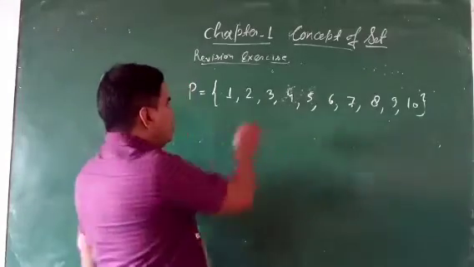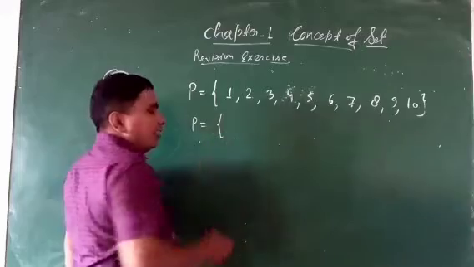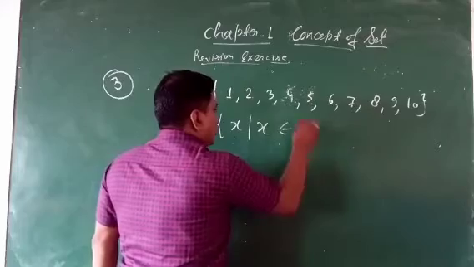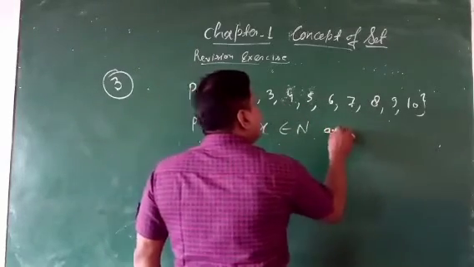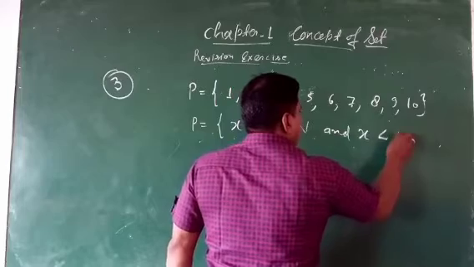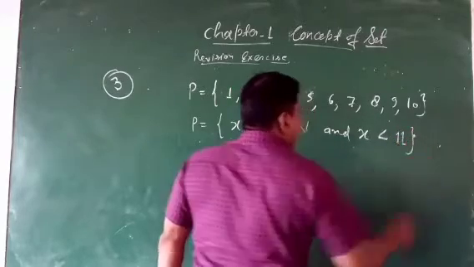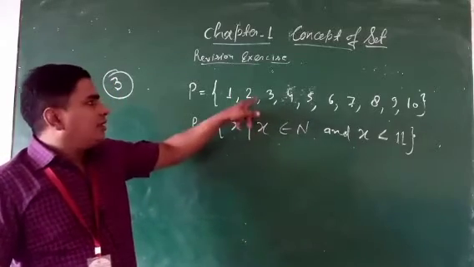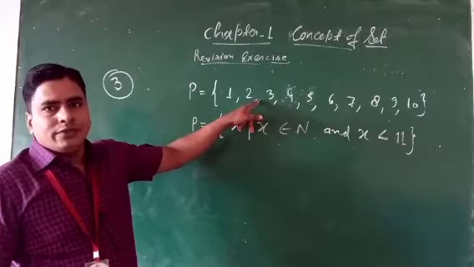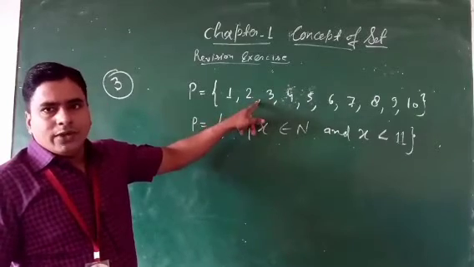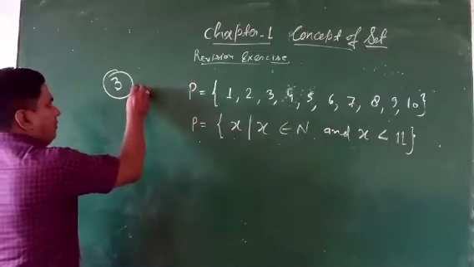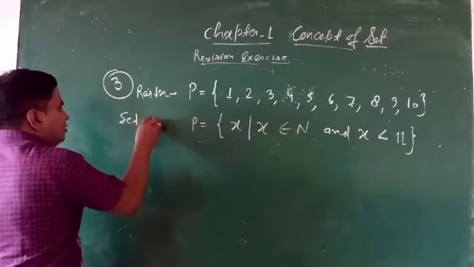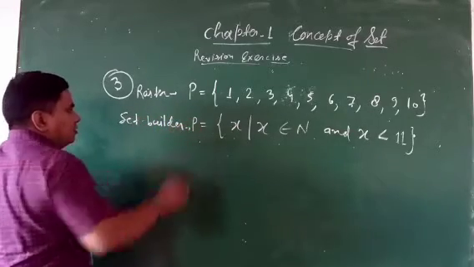Clear? So we write this again in set builder form. So x such that x belongs to natural numbers and x less than 11. Clear? This is set builder form. This is roster form. Okay? Roster form or tabular form, and set builder form.